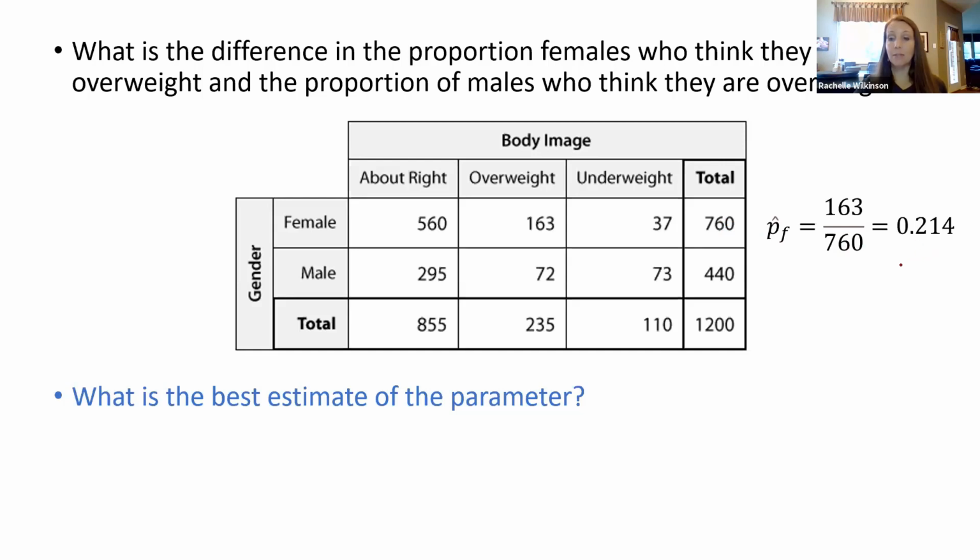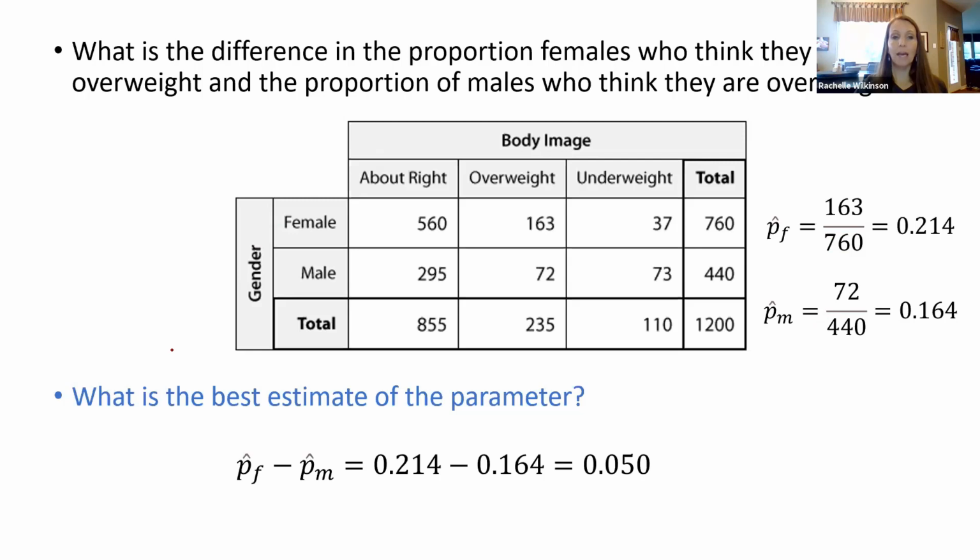Next, I'm going to do the same thing for the males. So I want the proportion of males who think they're overweight. So in this case, the total number of males in my survey was 440. That's going to go in my denominator. And the number of males who thought they were overweight is 72. So that goes in my numerator. And that works out to being 0.164. So my sample statistic is going to be the difference in these two proportions here. So p hat f minus p hat m equal to 0.214 minus 0.164, which equals 0.050.